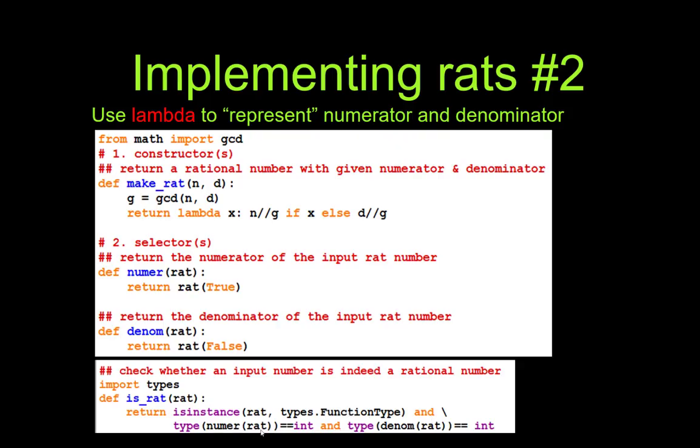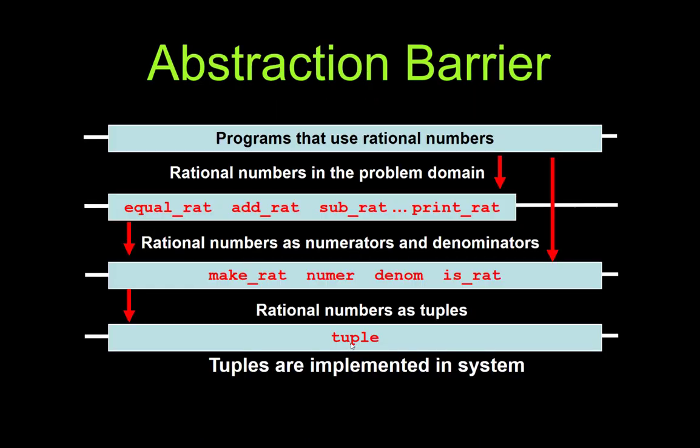And the numerator is indeed an integer. The denominator is indeed an integer. So this completes the definitions of our new rational number implementation. What we have done is to replace the lowest level with functions and update our make_rat, numer, denom, is_rat to use functions, while the rest of the layers have no change.